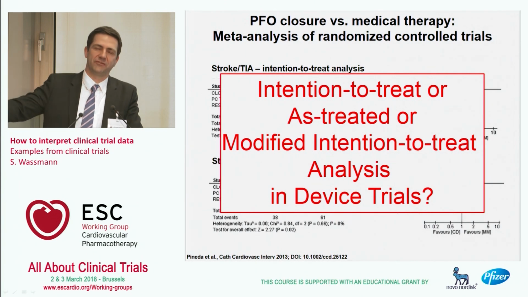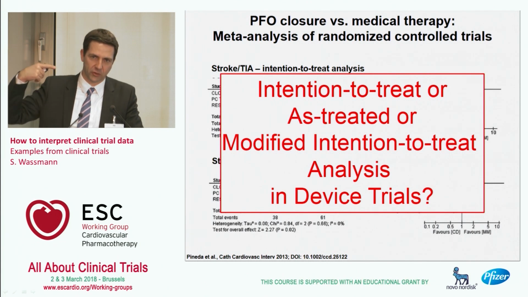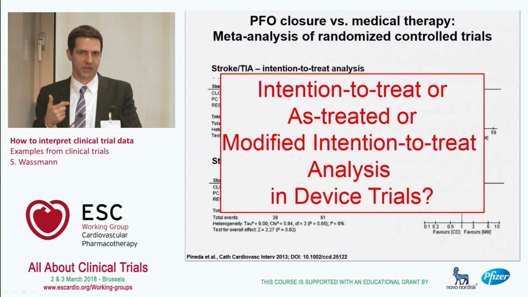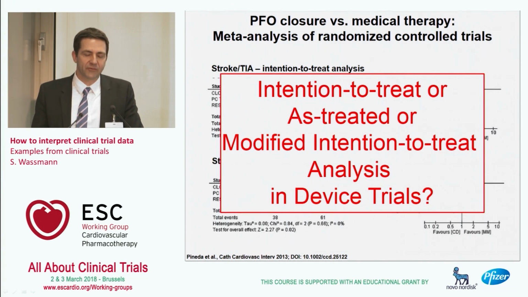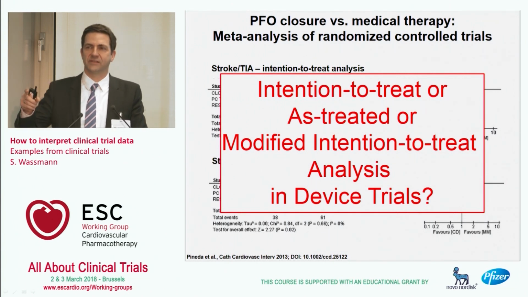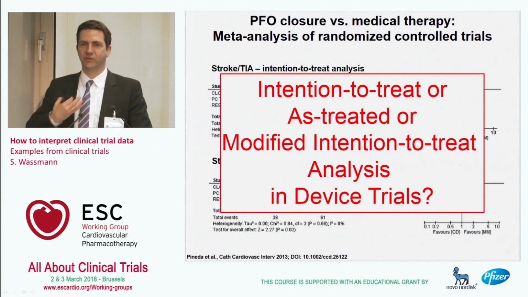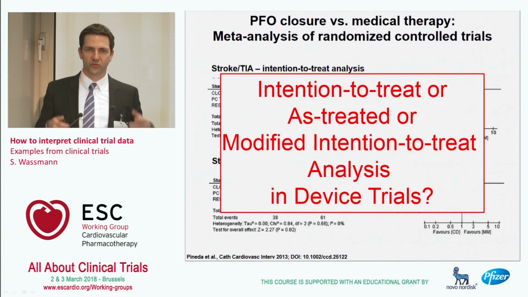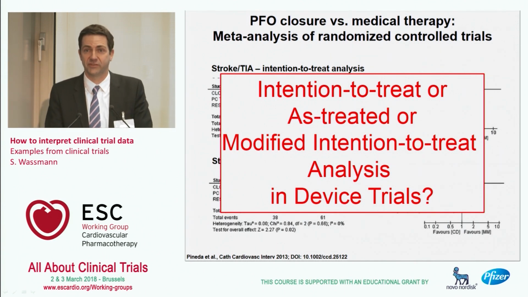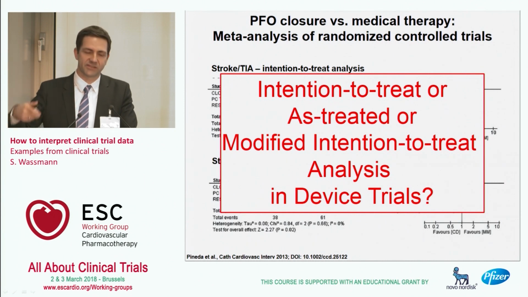On the other hand, if you go for as treated, it means the patient has an occluder device in his chest and it did work out, right? So then he's counted in. You have to keep in mind that when you do a procedure like this, you have to poke a patient, you have to go in, you have to cross the septum, you're doing something, you can harm a patient by doing this. And this is safety, of course.